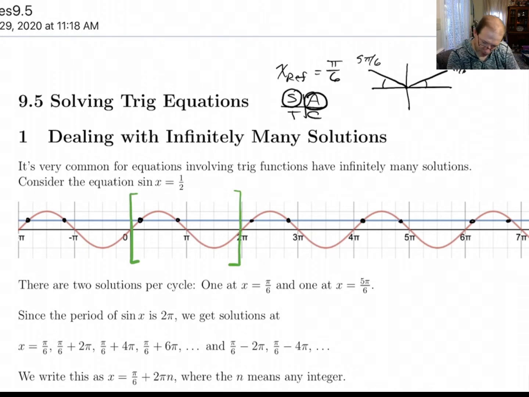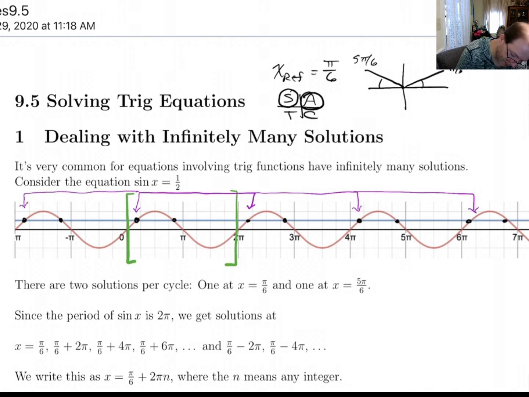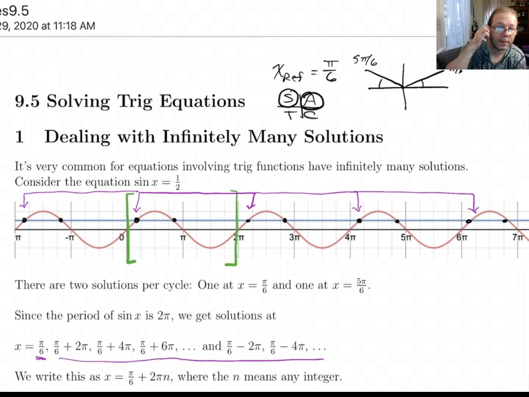Now, if you look at the rest of these solutions, if we start at pi over 6 and add one full cycle onto the graph, we get this next solution. So that's adding 2 pi. The distance from here to here is 2 pi, so this distance is also 2 pi. And we can add 2 pi on again and get to this solution, and again to get to this solution. And if you subtract it off, you get this solution back here. So that gives us all of these solutions listed there.